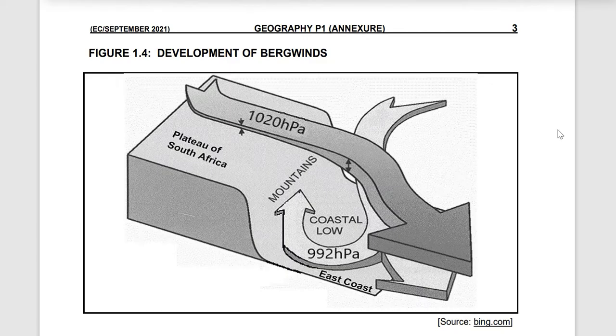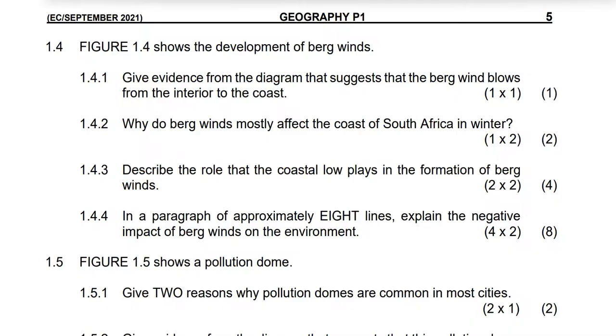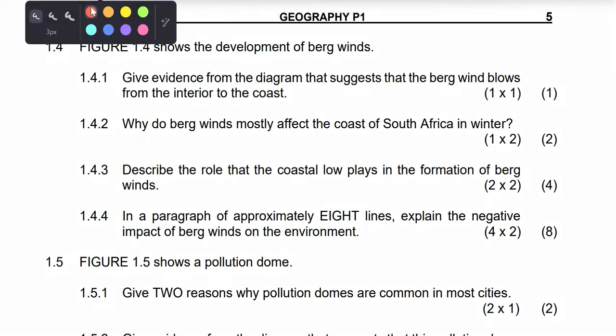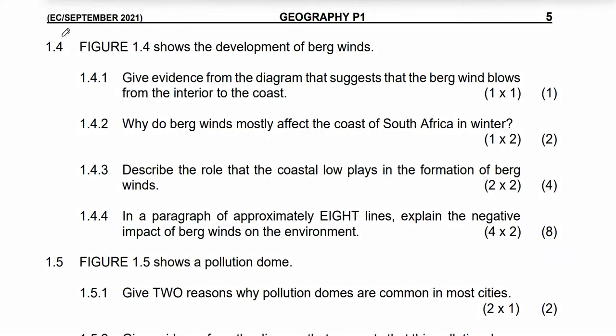Today let's look at berg winds. We're going to be doing this revision, which was written in September 2021 as trials. So you can also use it for November or final preparation, or as February and March exam preparation, as well as the mid-year examination in June.